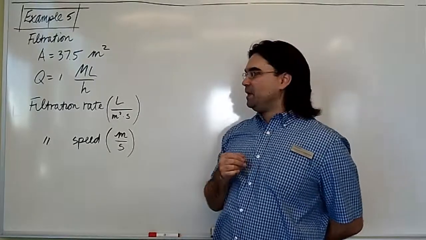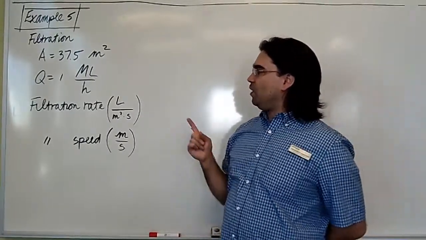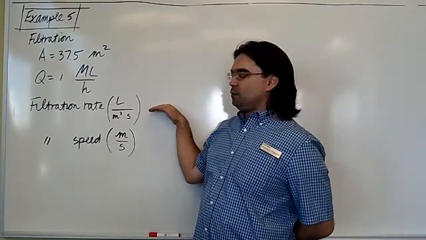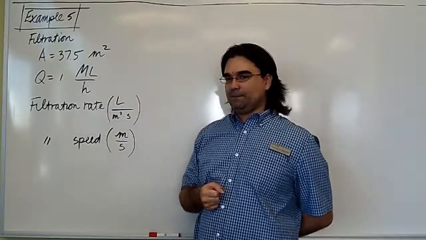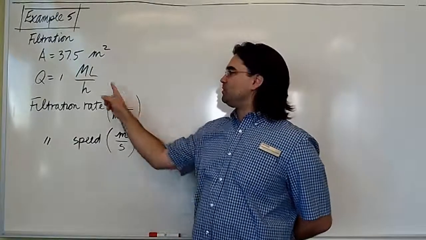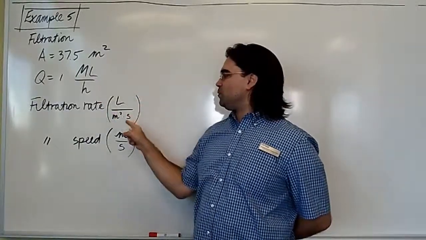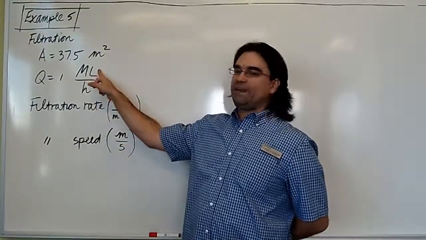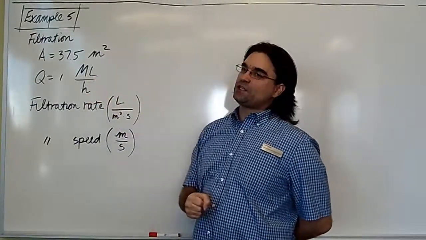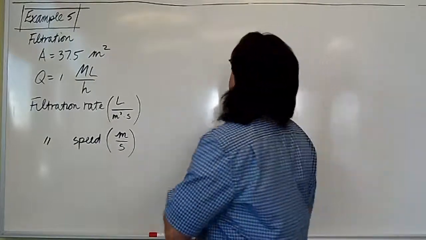Let's get to it. The first thing we're going to do is, to calculate the filtration rate, we have to do the ratio of the flow divided by the cross-sectional area. But the first thing I'm going to do is convert this to units that are somewhat more similar to that. We already have square meters, but we need to turn this from megaliters to liters and this from hours to seconds. So let's do that first.